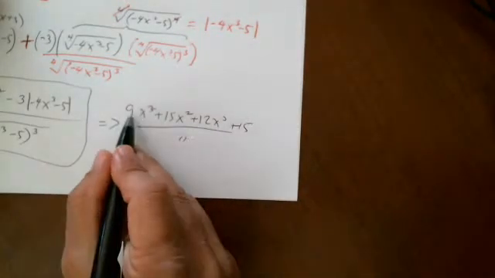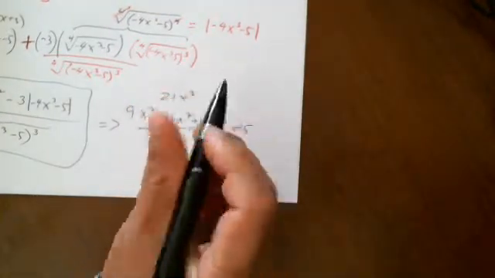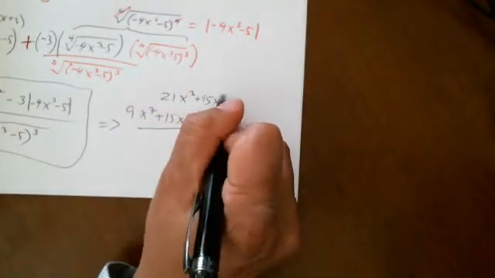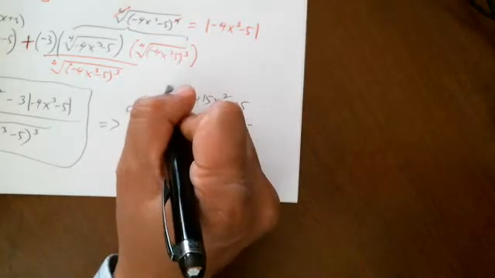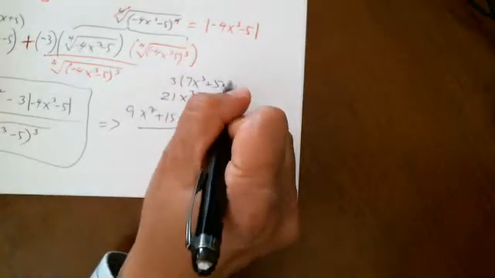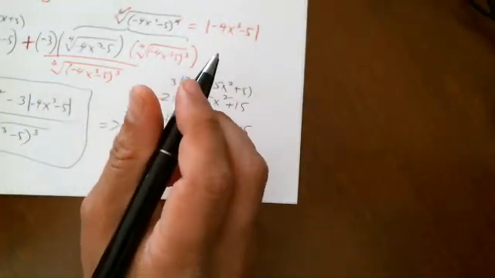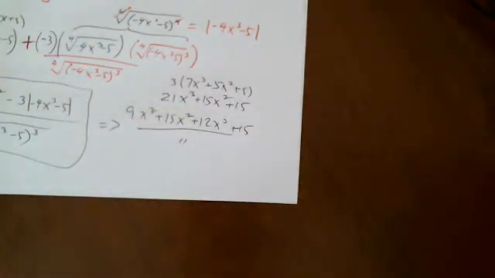Add like terms, 9 plus 12 is 27? No. 21. Yes. 21x cubed plus 15x squared, and then plus 15. Factoring out a 3: 7x cubed plus 5x squared plus 5. Let me see if that was the answer that I got. I'm looking at my answer right there. Yeah, it seems like that was the correct answer.